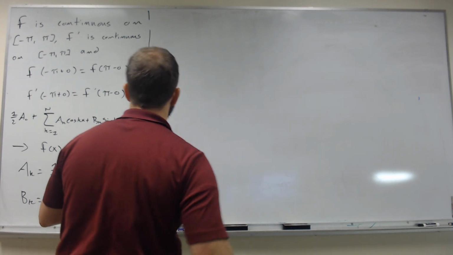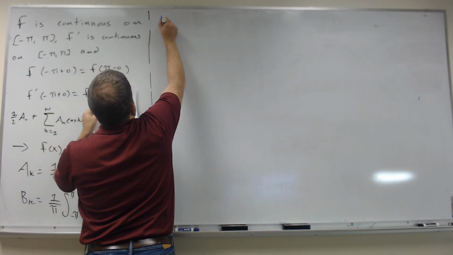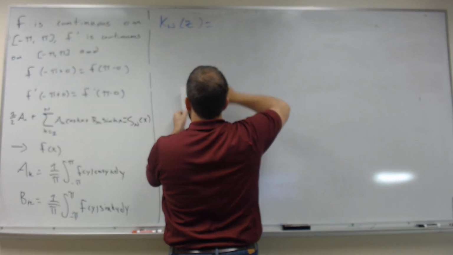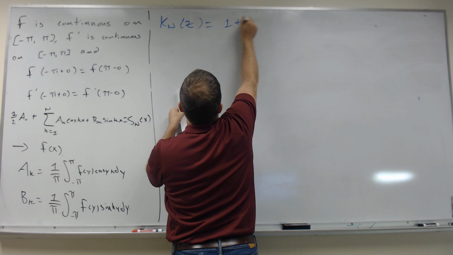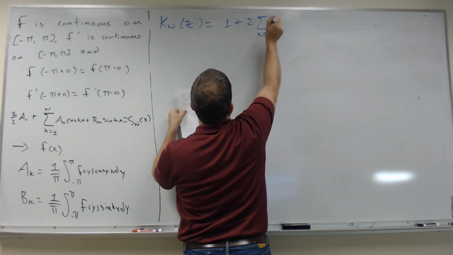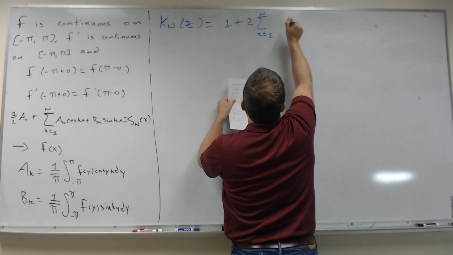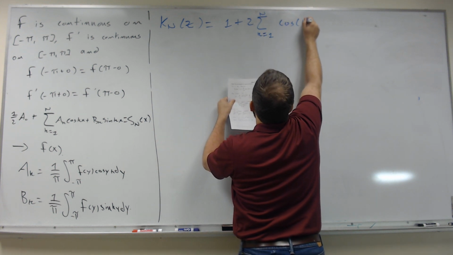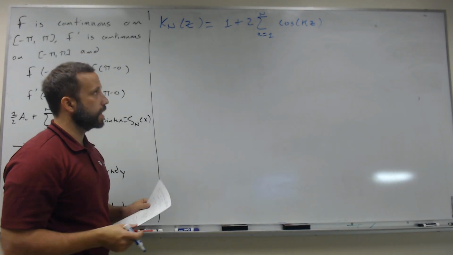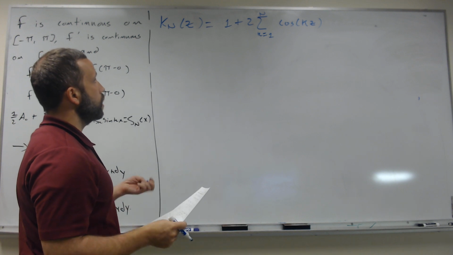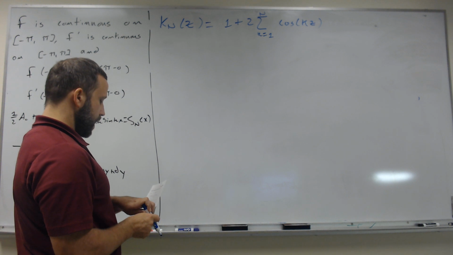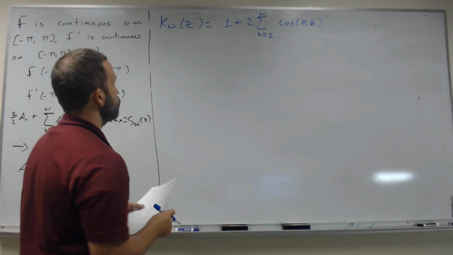All right. So the function K_n of z is equal to 1 plus 2 times the sum from k equals 1 to n of cosine of kz, where z is equal to x minus y. This function is called the Dirichlet kernel. Now we're going to use Euler's formula to start rewriting this.